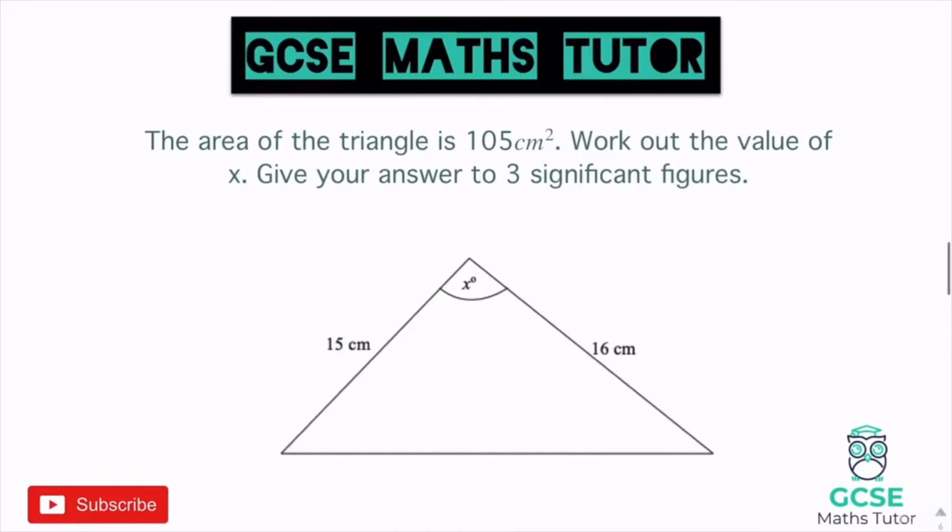Okay, so this question says the area of the triangle is 105, work out the value of x, and in this case the value of x is the angle there sitting at the top.